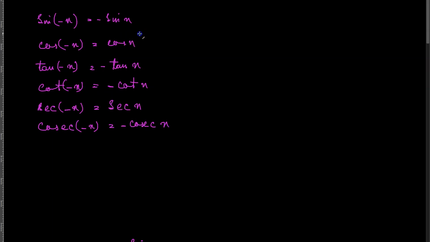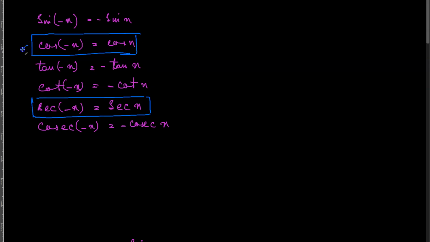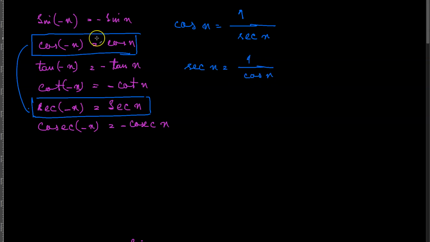You can see that cos of negative x is equal to cos x, and secant of negative x is equal to secant x, and the reason that these two are the same and the other four are behaving similarly is that basically cos of x is equal to 1 over secant x, or you can say that basically secant x is equal to 1 over cos x. These are reciprocals, and so they behave the same.